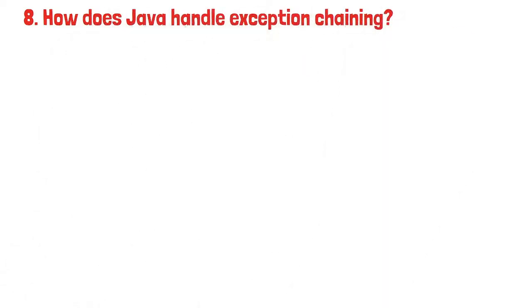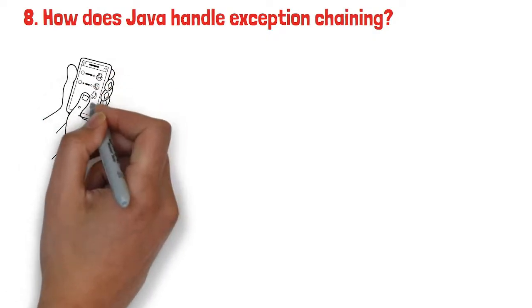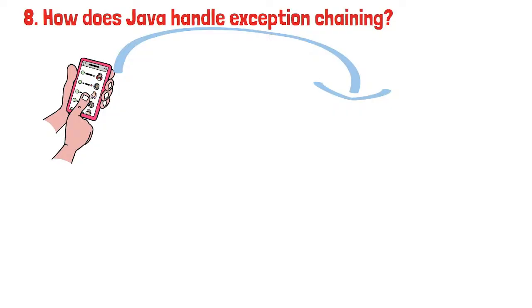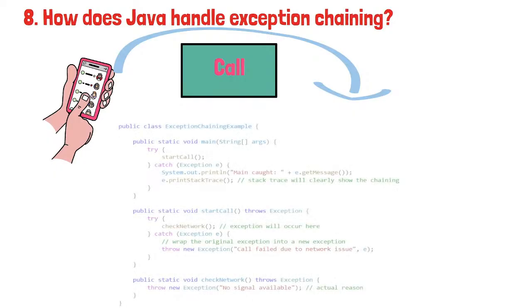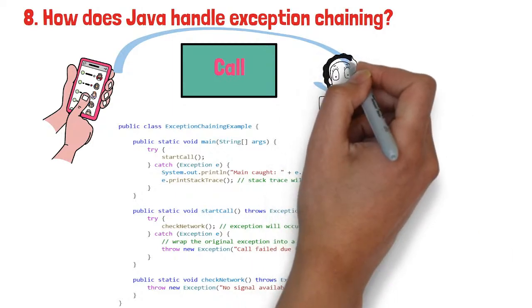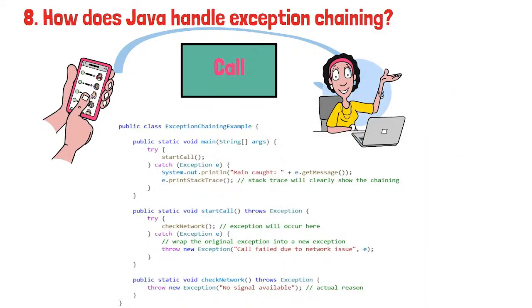Next question is how does Java handle exception chaining? Suppose you are going to call your friend. At that time, you call the start call method. It is written in the main method, but it can throw exceptions, so I have used try catch. But the start call method can throw various exceptions like a phone issue or balance issue or any other issue. So here we have written throws in the signature because it can throw multiple exceptions.